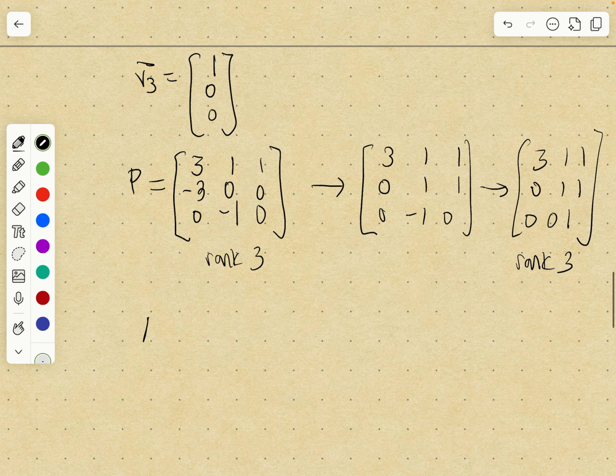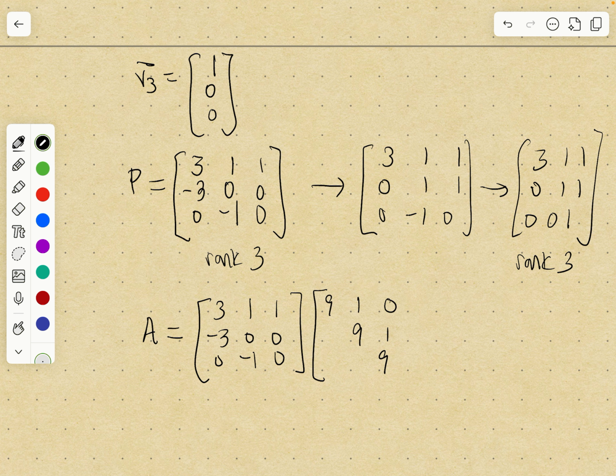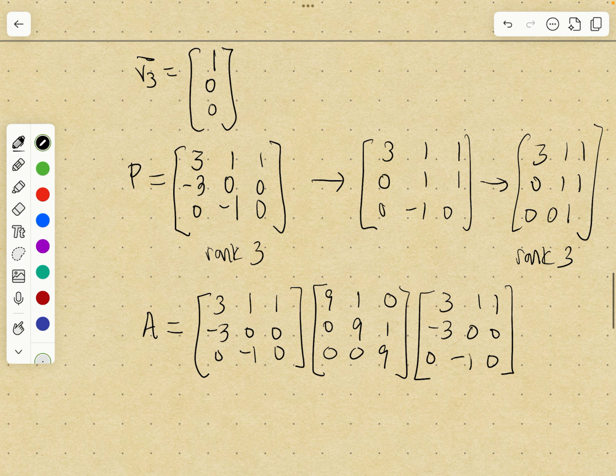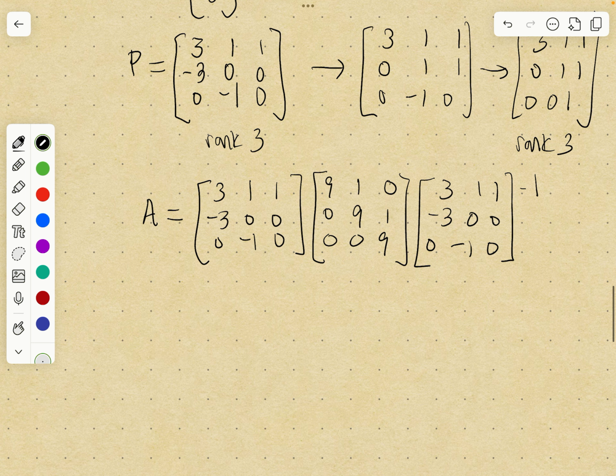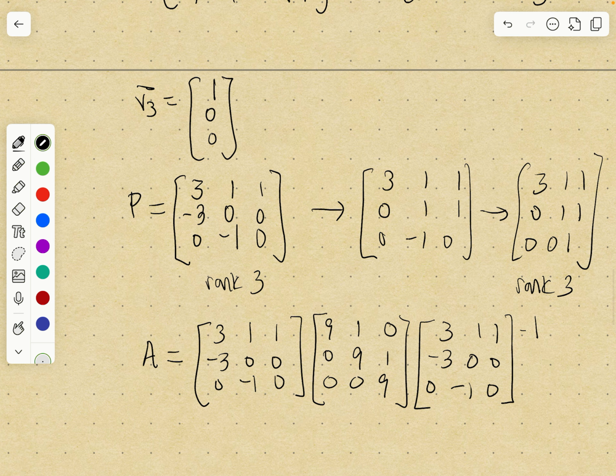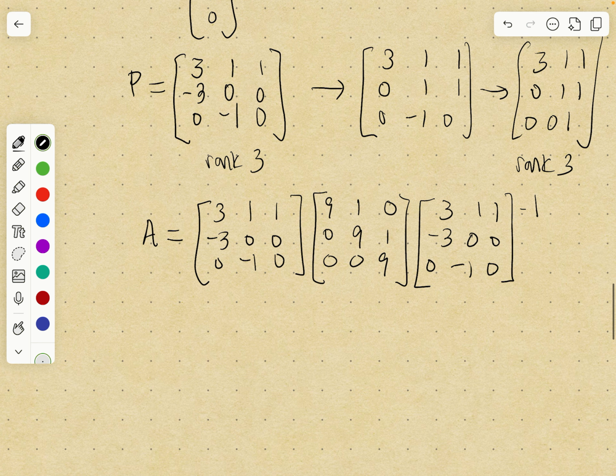And so therefore our matrix A is going to be this matrix times J, which we found to be this, times P inverse. So with respect to the basis B consisting of v1, v2, and v3, this matrix relative to that basis is going to be the Jordan matrix J.